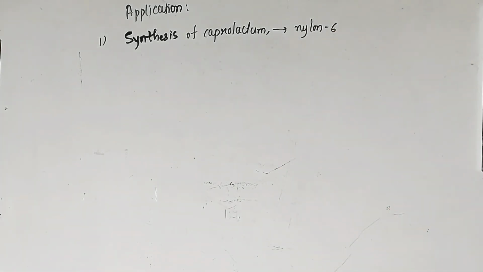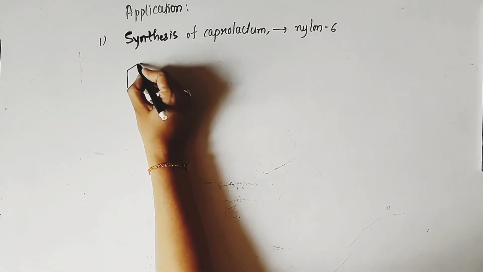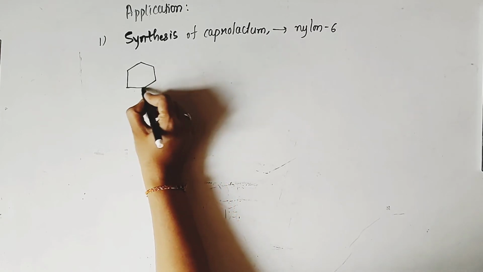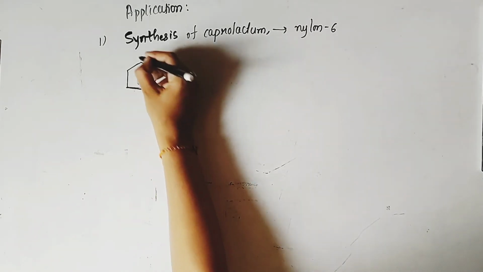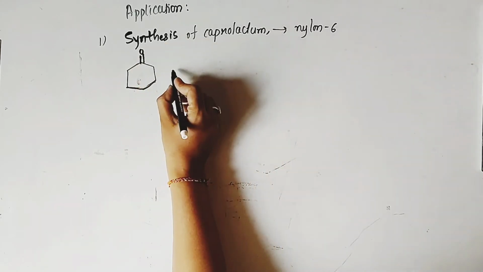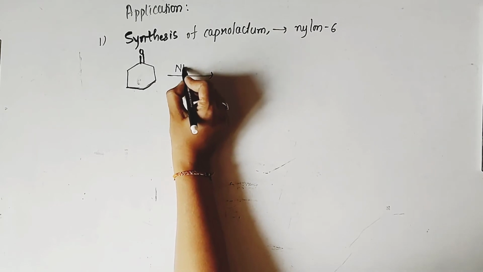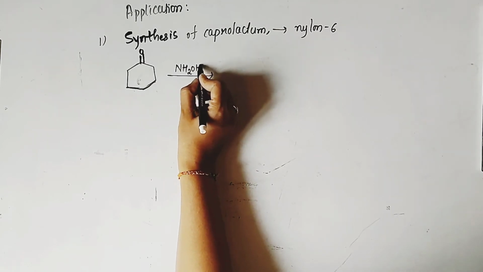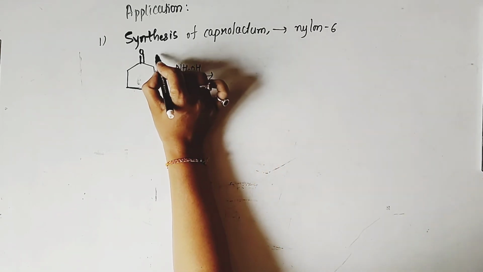this caprolactam is synthesized from cyclohexanone. So we will write the reaction here. This is our cyclohexanone, which is going to react with hydroxylamine, that is NH2OH, and here the removal of a water molecule will take place. The reaction is somewhat like this.